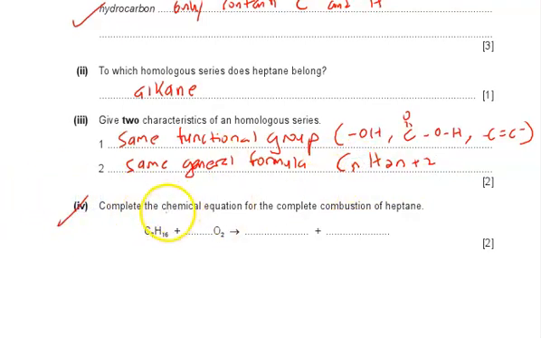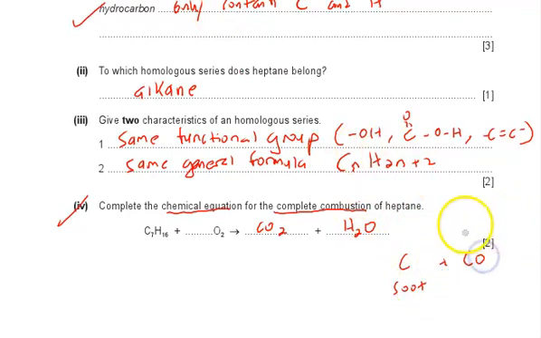Complete the chemical equation for complete combustion of heptane. Remember, you can have alcohol, you can have alkene, alkane. So once you come to complete combustion, you must have only carbon dioxide and water. That's all. If it is incomplete, then you can have carbon, the soot we call it, the black colored substance, and you will also release carbon monoxide. This is for incomplete.